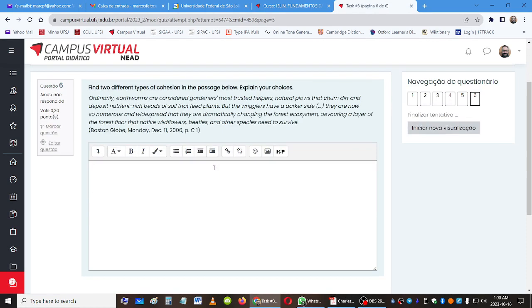Find two different types of cohesion. We've already expressed the different types of cohesion. Our text brought them. Read it thoroughly and find them here.